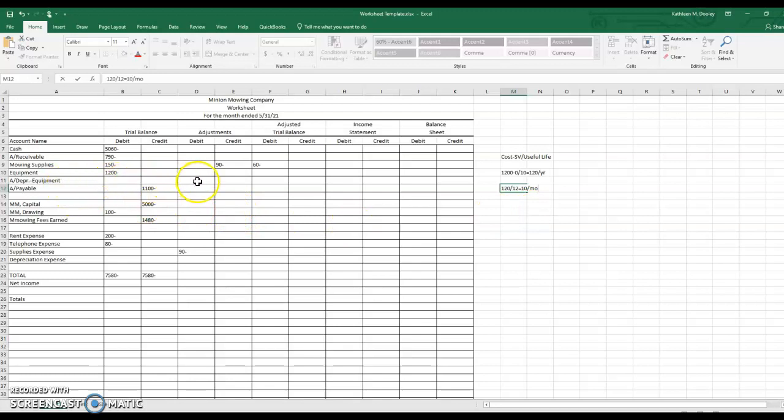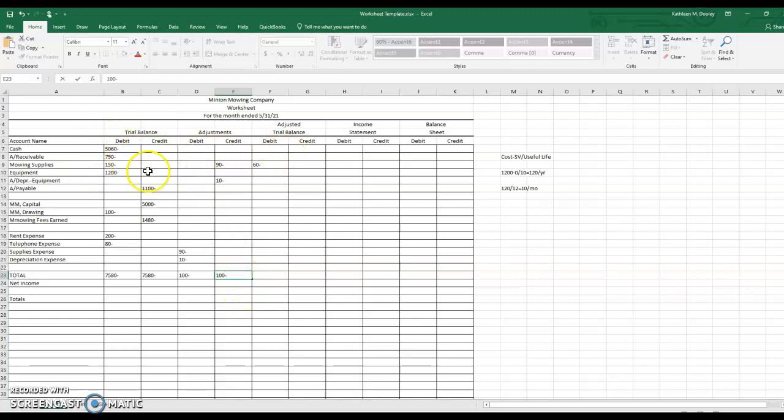I'm going to have to credit accumulated depreciation, the 10, and debit depreciation expense, the 10. Now I'm done with my adjustments, so that's $100 debit, $100 credit. My debits equal my credits. I'm good to go there.